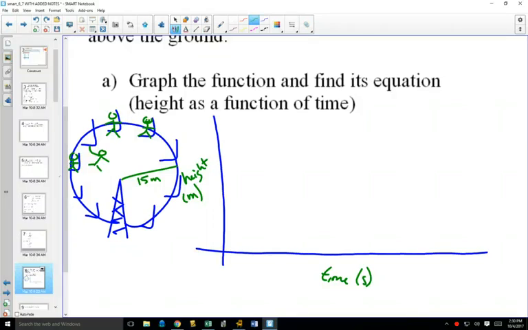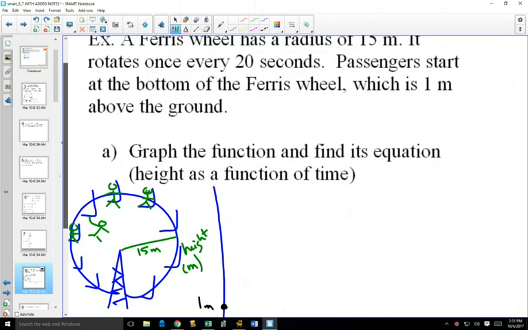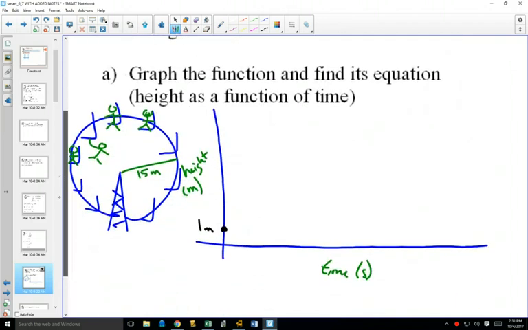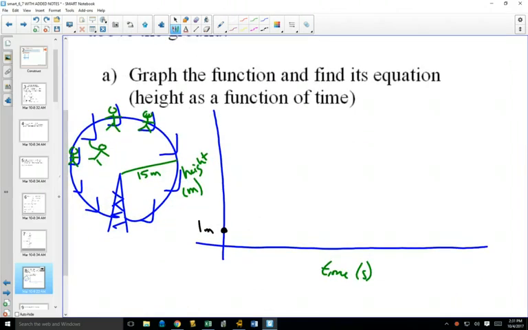Where does a person get on? Bottom, right? It's very hard to get onto the top of a Ferris wheel. I don't know if you've ever tried, but not a good idea. So you get on here, time 0, that person is 1 meter above the ground. Can you tell me another time and where they will be? Given this information, at time 0, you're at 1 meter above the ground. At some other time, you'll be 16 meters above the ground. What time would that be?